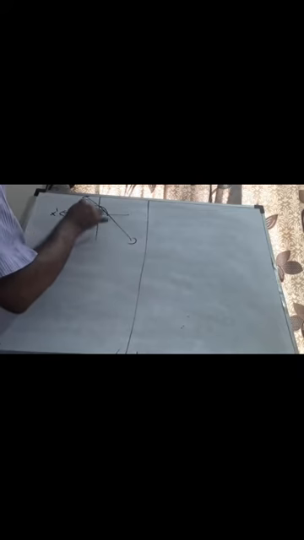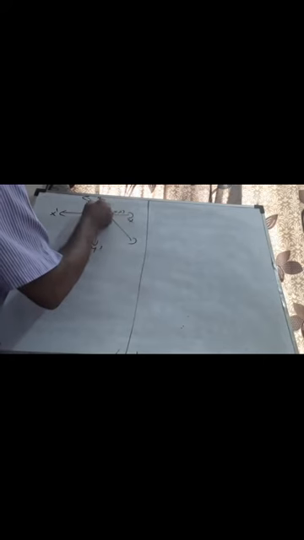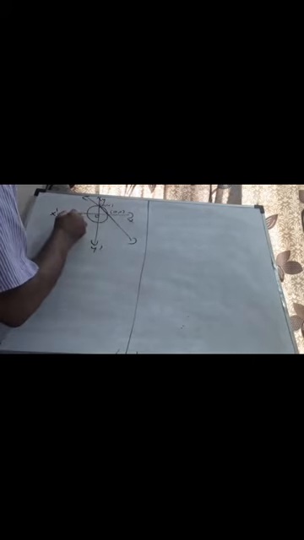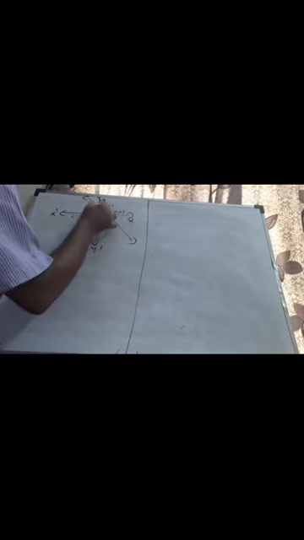This is X'OX, YOY'. This point is 10 comma 0. This point is 0 comma 10. This is minus 10 comma 0, 0 comma minus 10. This will be the required region.